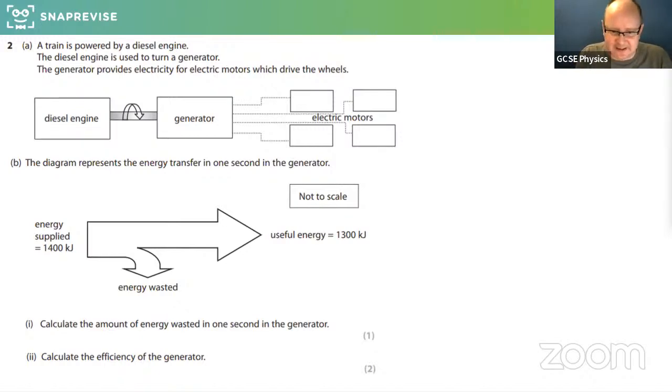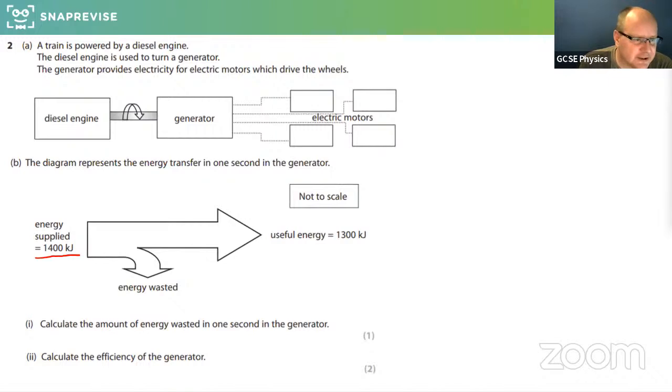Let's have a look at another example question. Here we've got a train powered by a diesel engine. The diesel engine is used to turn a generator, and the generator provides electricity for electric motors which drive the wheels. So we've got an engine spinning a generator, producing electrical current, providing energy to the motors at the wheels. And then under that, we have a diagram which represents the energy transfer in 1 second in the generator. So in 1 second, we've got these energy flows going on. We've got 1,400 kilojoules being placed into the system.